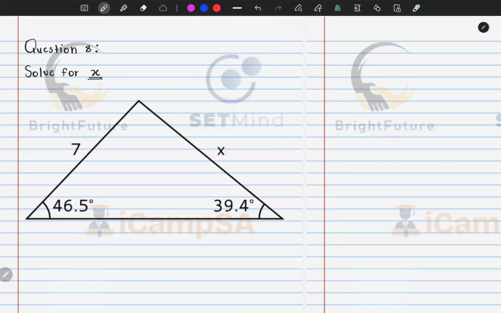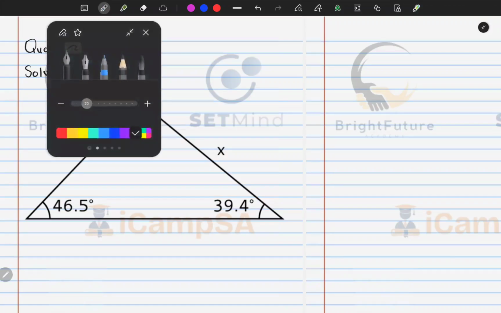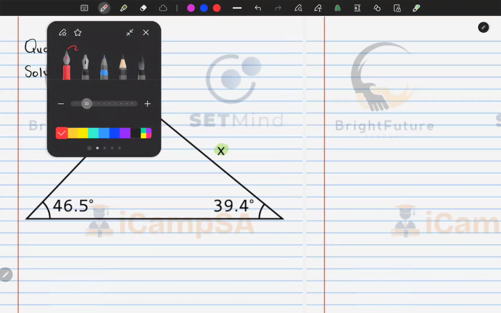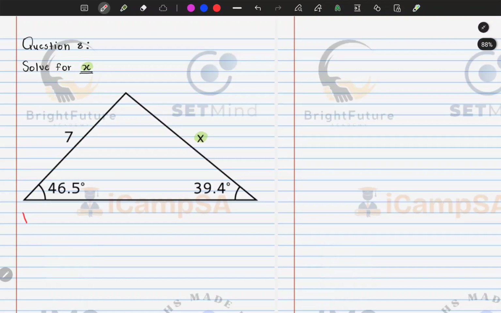Okay, let's have a look at question 8 next, which requires us to solve for x, of which x is that side. So we need to pose the very important question, which is, what are we given?